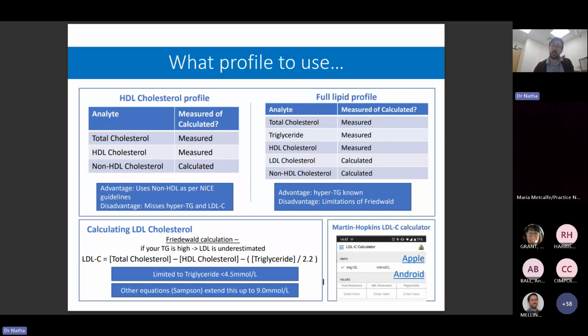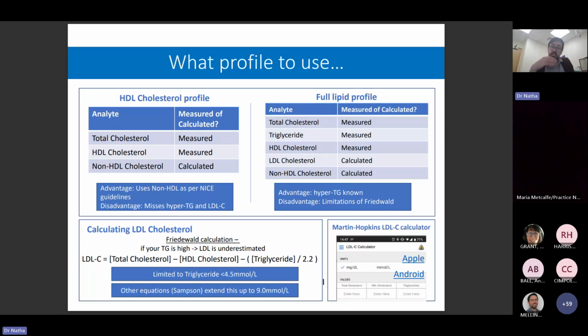We're in the early stages of potentially updating the equation used for the LDL calculation to one of the equations that's been validated in extremely large, almost population-based cohorts. And there'll be more news to come on that later in the year.